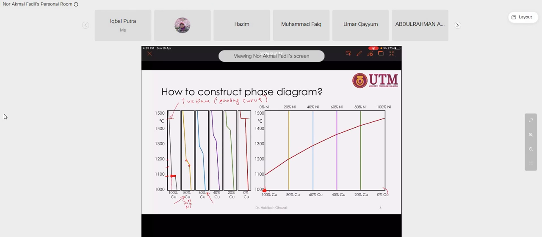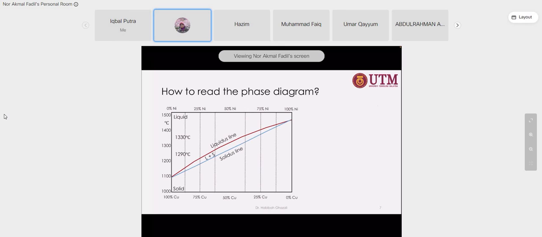This line, we call it the liquidus line. This blue line is the solidus line. The region above the red line is liquid, the region below the blue line is solid, and in between is liquid and solid.